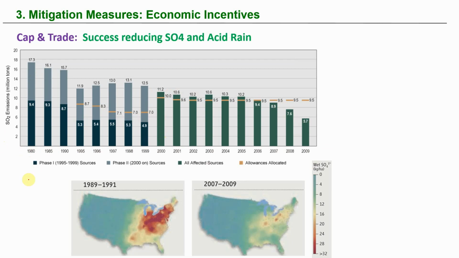If we look at that on a spatial scale, this is the amount of acid rain through sulfur oxides that were getting produced between 1989 and 1991. After cap and trade, look at the massive amount of reduction. Green is good, red is bad. Look, all the way through.